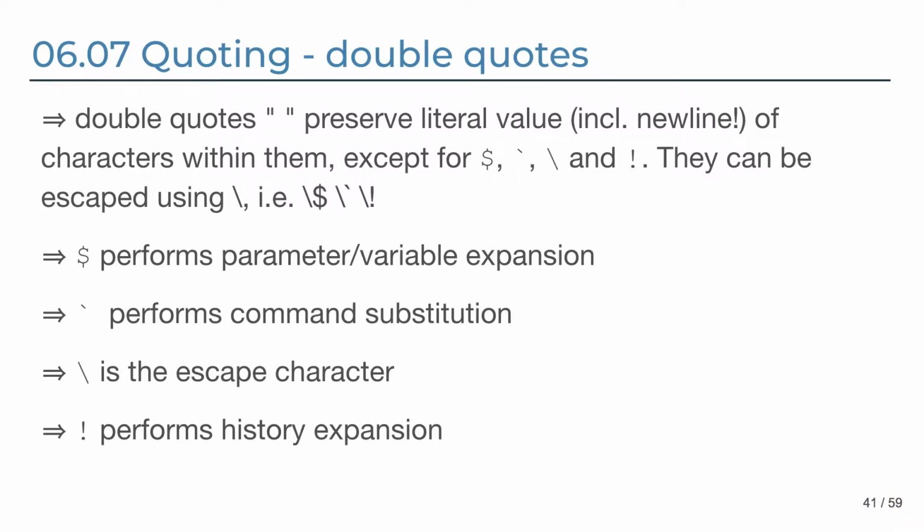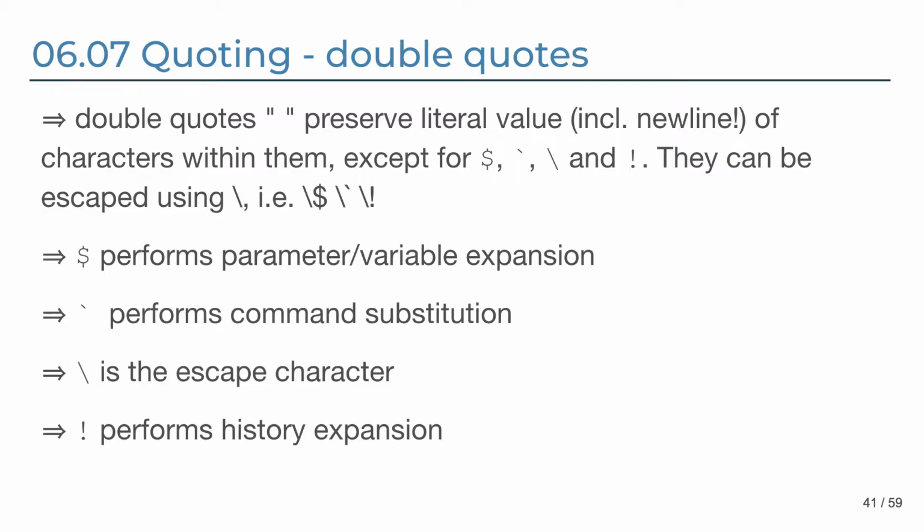Right. Speaking of quoting, let's go to double quotes. Double quotes also preserve the literal value of a character, meaning you can write white space. However, there are some exceptions: if you have the following special characters, something else happens. First we have the dollar, so if we write a dollar and a couple of characters after it, it will perform parameter or variable expansion. The backtick performs command substitution. We can escape these characters with a backslash, so that's also a special character, because if you want to write a backslash, you actually have to write two backslashes.